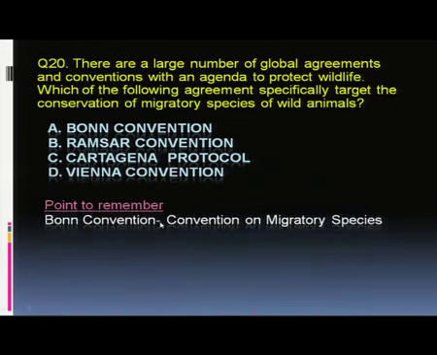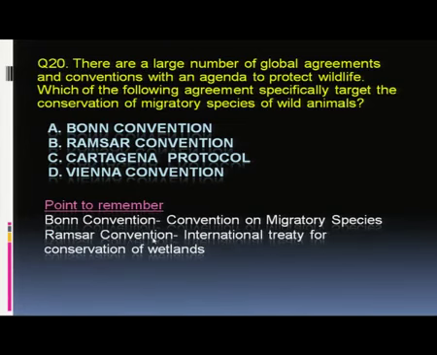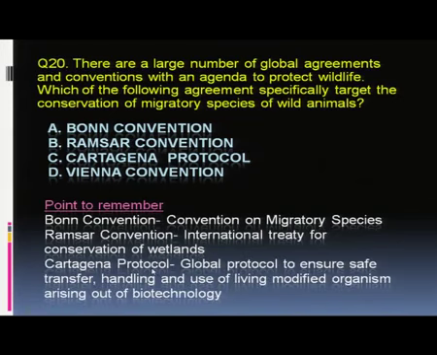Let us understand them, what they were. The Bonn Convention, Convention on Migratory Species. Ramsar Convention, this has been discussed in my previous session. It was an international treaty for the conservation of wetlands. Cartagena Protocol was a global protocol to ensure safe transfer, handling and use of living modified organisms arising out of biotechnology. And the Vienna Convention is for the protection of ozone layer. So, the correct answer here is A, Bonn Convention, which targets the conservation of migratory species of wild animals.